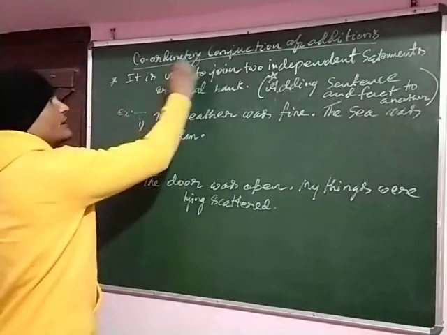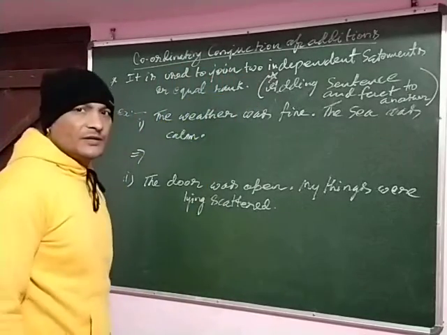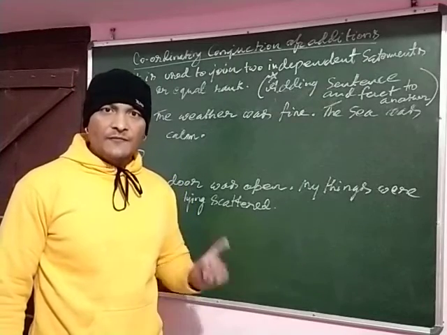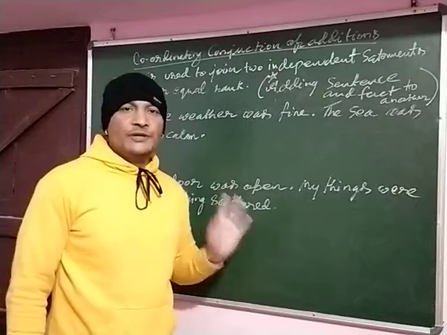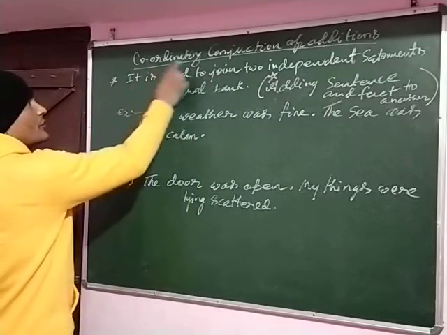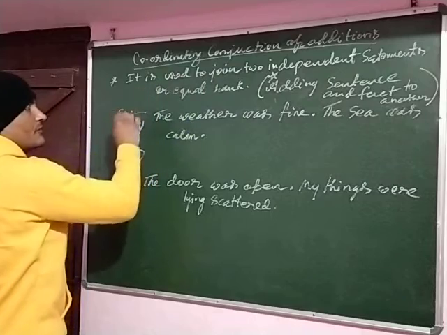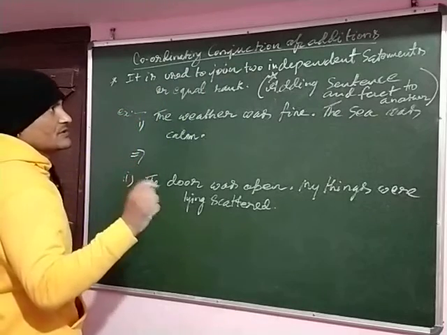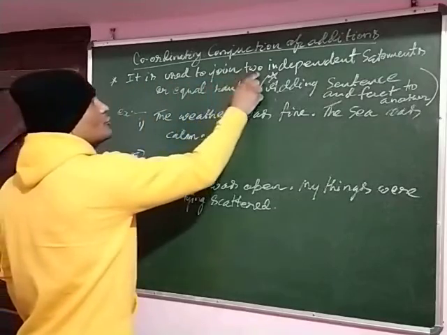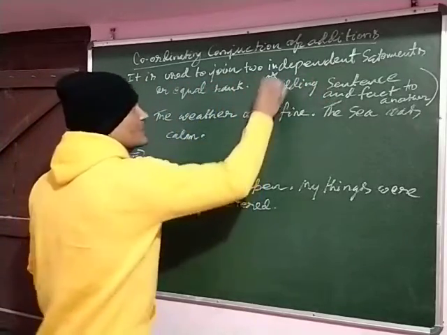Now, coordinating conjunction of addition. This is the first coordinating conjunction condition that we are going to discuss. Let's have a look here. It is a coordinating conjunction of addition. First we have to understand its meaning. What does it mean? It is used to join two independent statements.